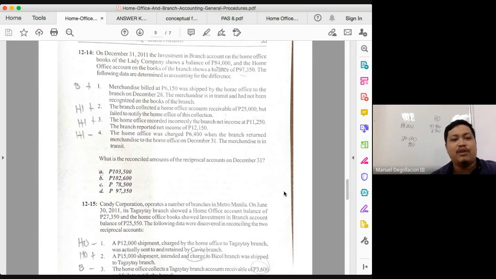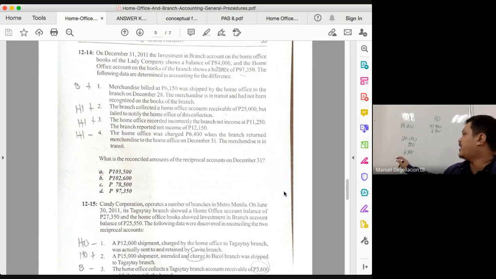Okay, but it is the home office who was not able to prepare an entry because the merchandise is still in transit. What entry should be prepared by the home office here? It would be debit, shipments to branch, and credit, investment in branch. Okay, and that entry will result in a decrease to your investment in branch in the amount of 6,400. Because ideally, the shipments to branch should be credited while the shipments from home office should be debited. But here we are reversing the entries because of the return transaction.